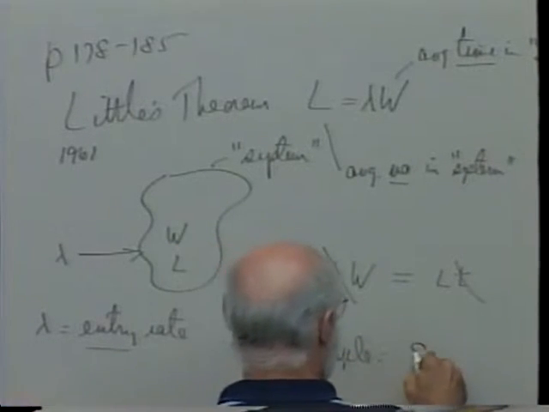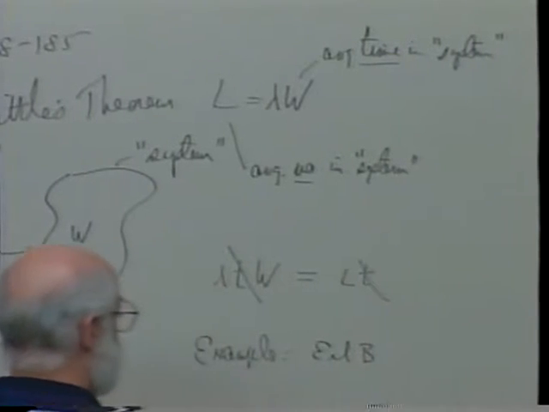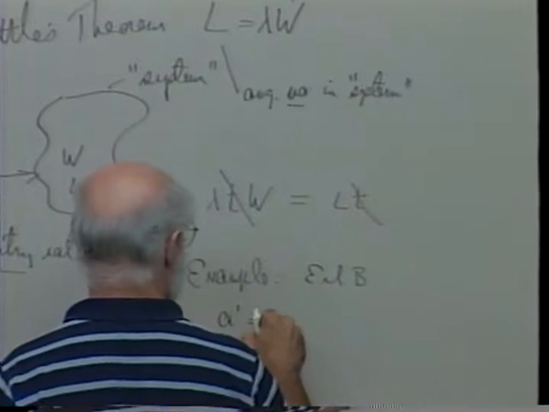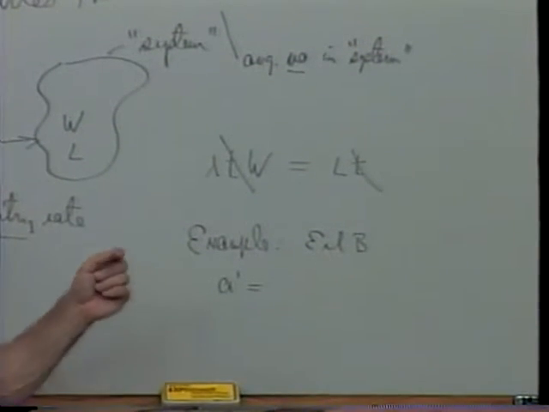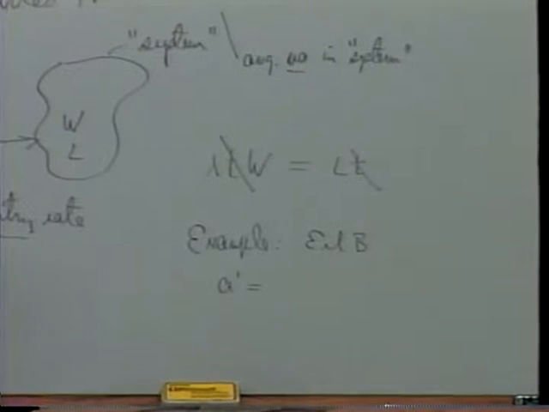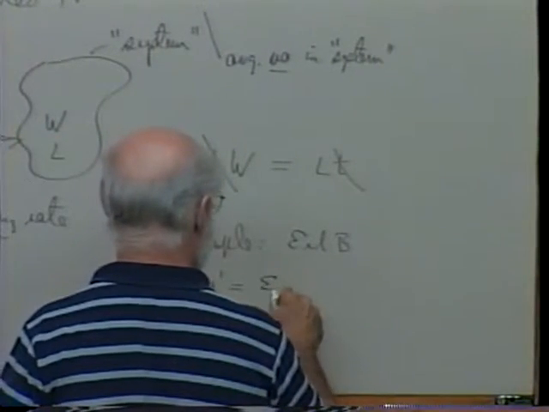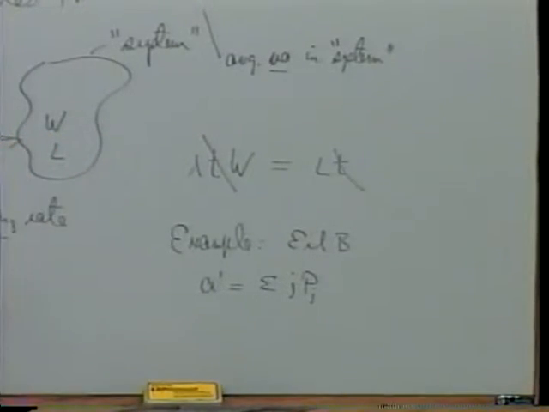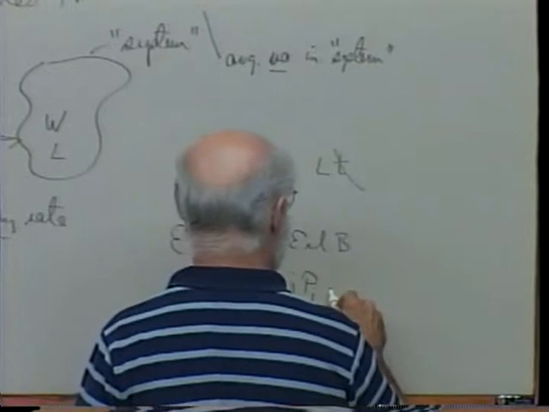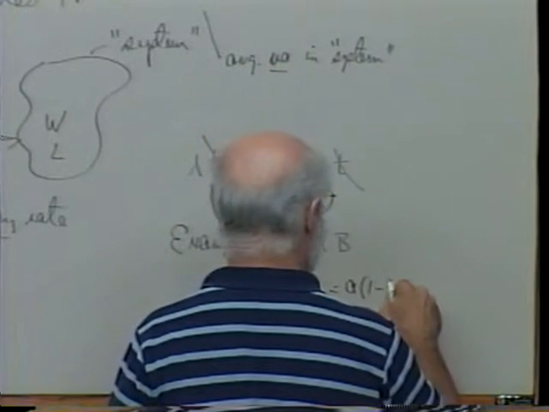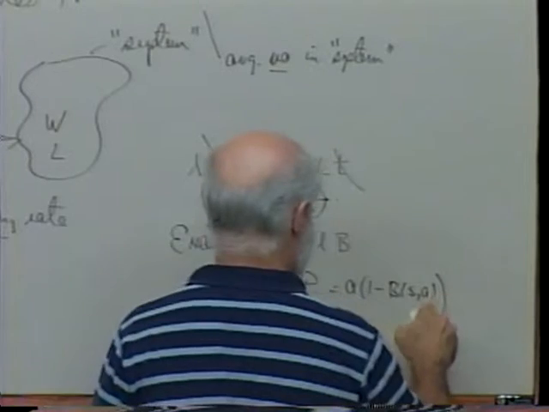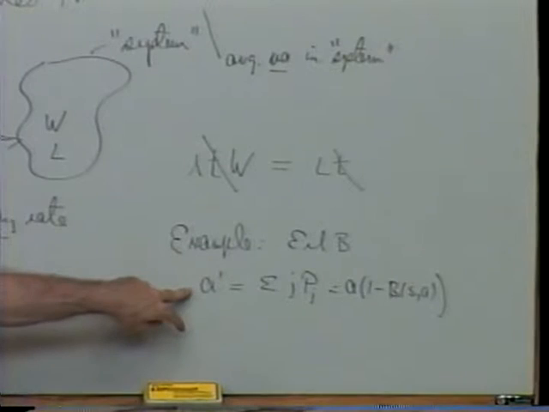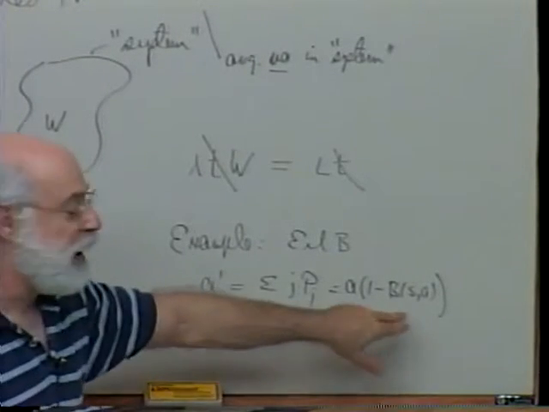Okay, so I'm going to take the Erlang B system. Now, we calculated the carried load. By definition, the carried load was the average number of busy servers. So what we did is we calculated Pj, the state probabilities, multiplied by j. And when we did the calculation, what we got was A times 1 minus B of S, A. So by definition, this is the average number of busy servers. And by arithmetic, we worked it out and found it to be that.